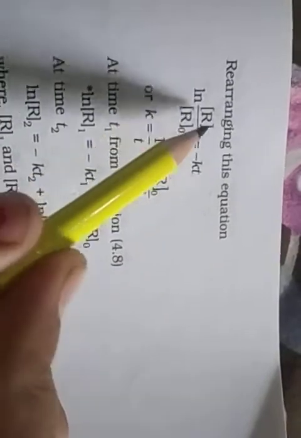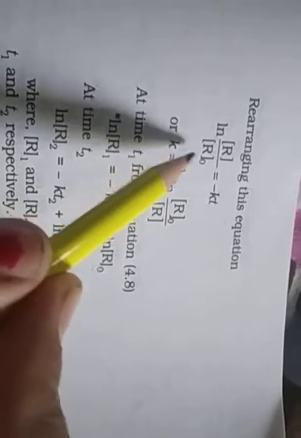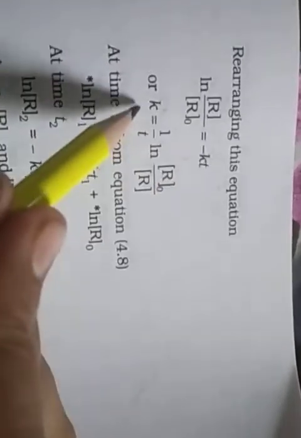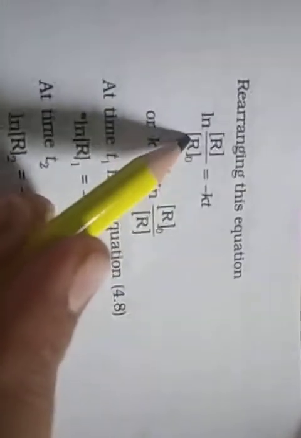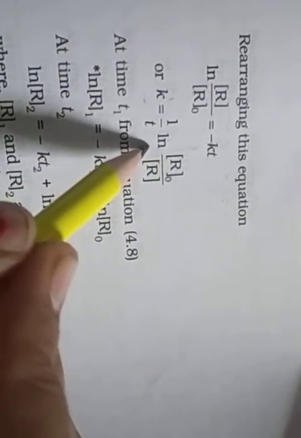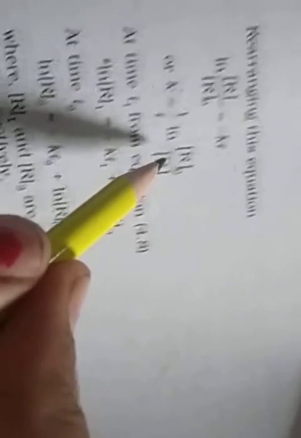Okay, so ln R divided by ln R naught equals minus kt, rearranging the equation. Moving minus k to the left-hand side, k is equal to 1 upon t ln R naught upon R.